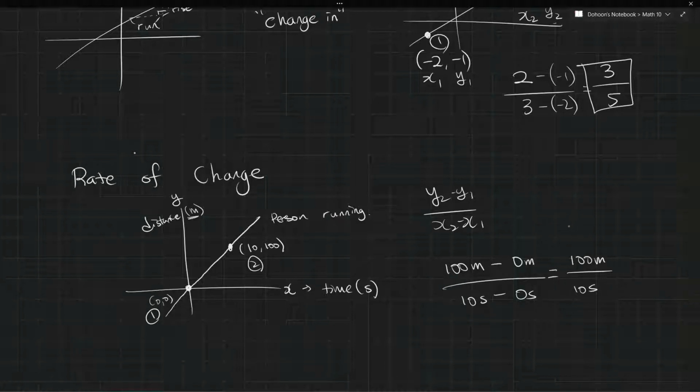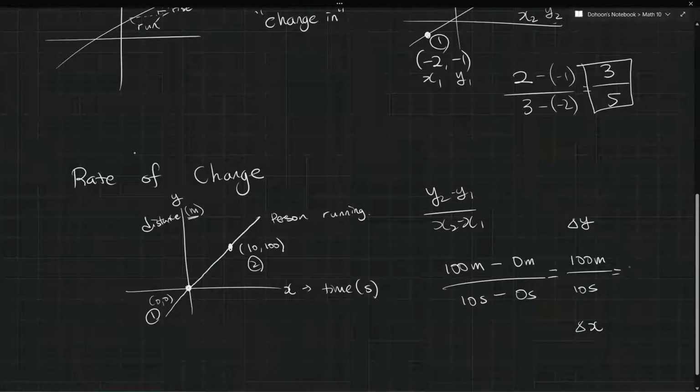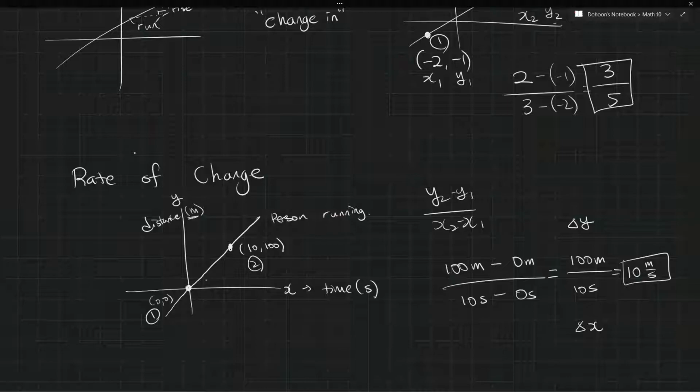Do you notice how, just to kind of recap, this is also delta y and delta x. Okay, so I can do 100 divided by 10 is 10, and then it's meter divided by second. That's my unit. What kind of unit is meter divided by second? That's a unit of speed. Do you see what we're doing here? By graphing this line, and this graph representing a person running, we found the speed by finding the slope.